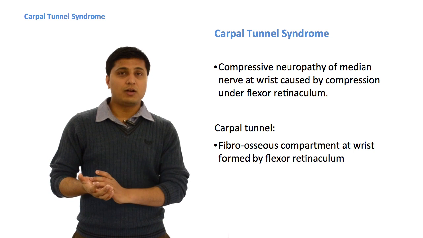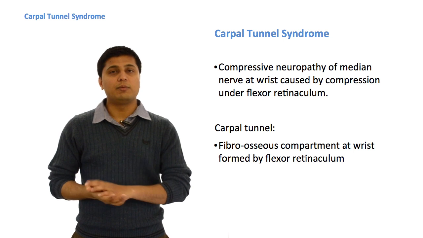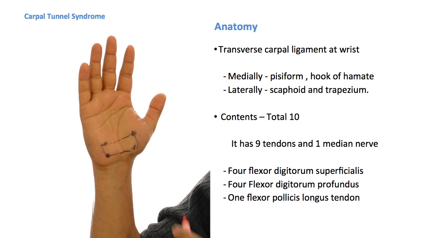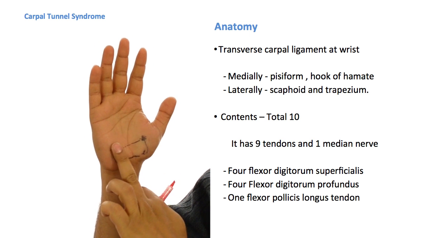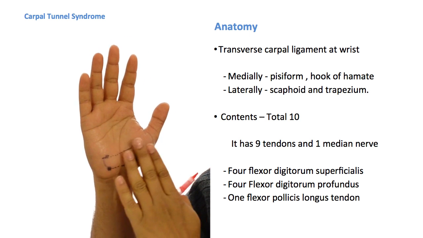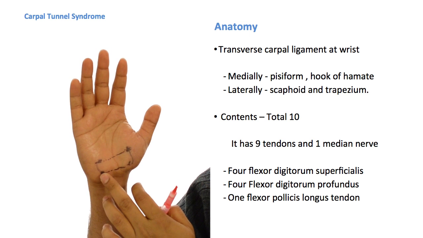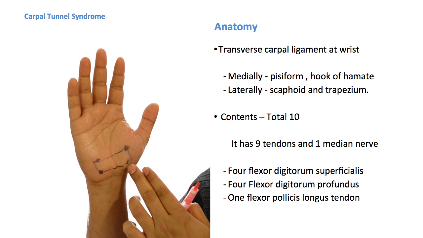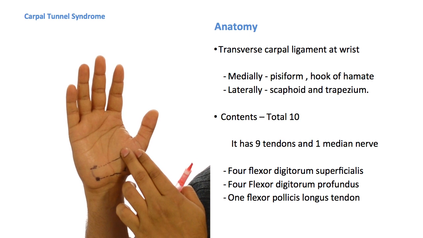Before understanding what carpal tunnel syndrome is, we need to understand a little bit more about the anatomy. So, let's look into the anatomy of the carpal tunnel. This is roughly the area of the carpal tunnel, and this is the attachment of the flexor retinaculum. Basically, the roof of the carpal tunnel is formed by the flexor retinaculum, and it has attachments medially as well as laterally. Medially, the attachment is the pisiform proximally and the hook of the hamate distally, and on the radial side, proximally, the tubercle of the scaphoid and the tubercle of the trapezium.